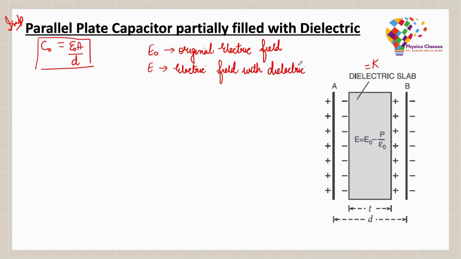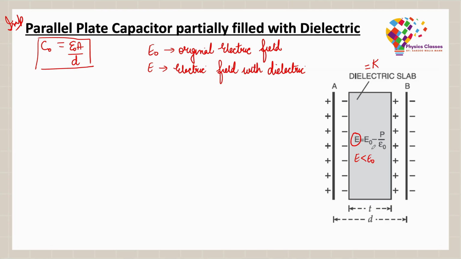So due to the polarization of the dielectric, my E, this electric field, see E naught was original, and from this I have to subtract the polarization that has happened there, and therefore my E will be less than E naught. Why? You can see that if you subtract something from it, obviously it would become lesser. So E naught is greater than E.